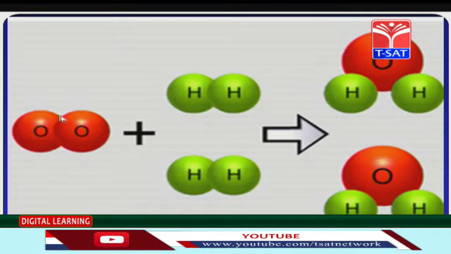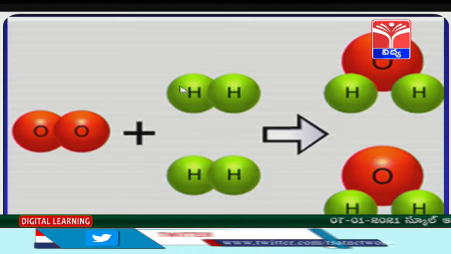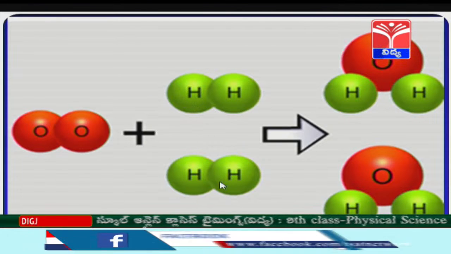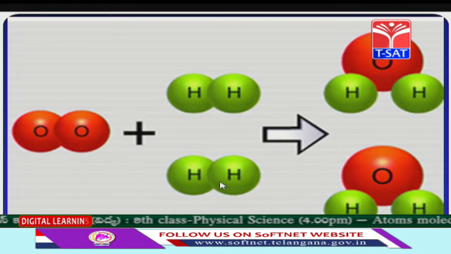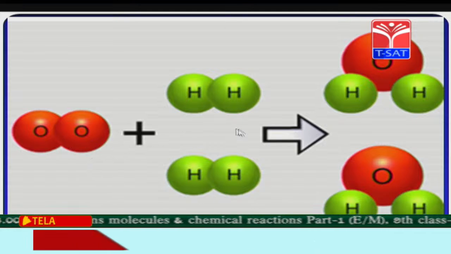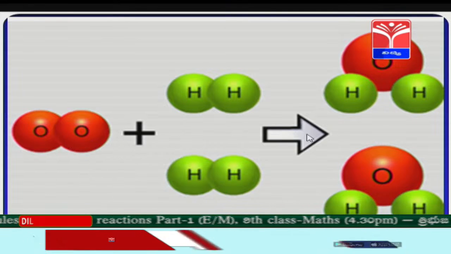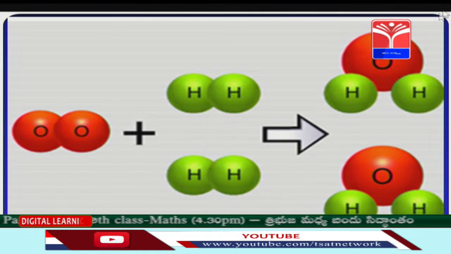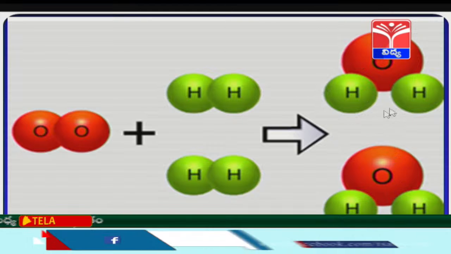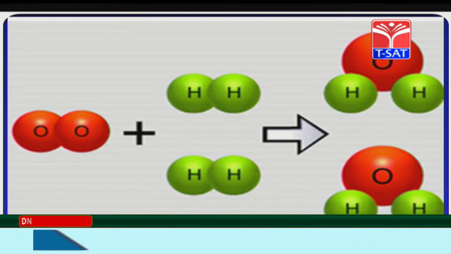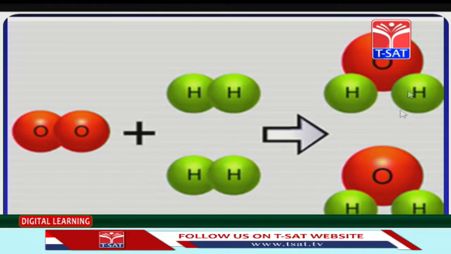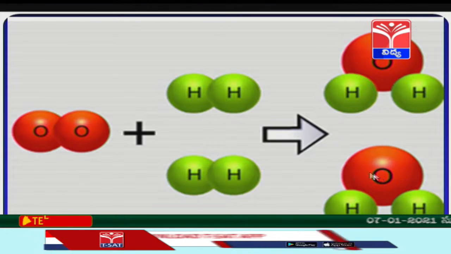Here we have taken a molecule of oxygen and two molecules of hydrogen. This is one molecule of hydrogen and this is another molecule of hydrogen. So, totally we have taken 2 molecules of hydrogen and 1 molecule of oxygen as reactants. When they combine with each other, what is formed here, children? 2 water molecules are formed. Each water molecule, if you look at it, contains 1 atom of oxygen combined with 2 atoms of hydrogen. So, this is one water molecule and this is another water molecule.